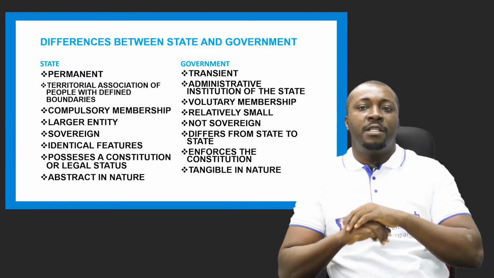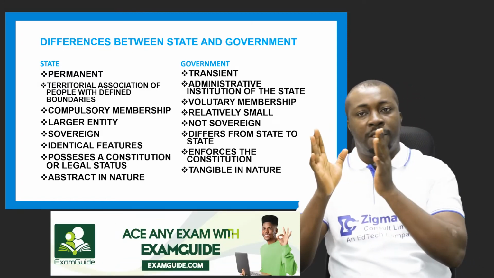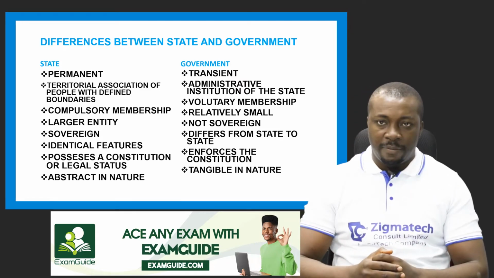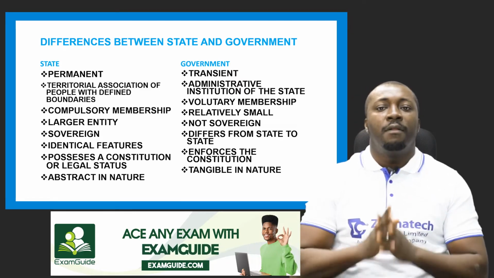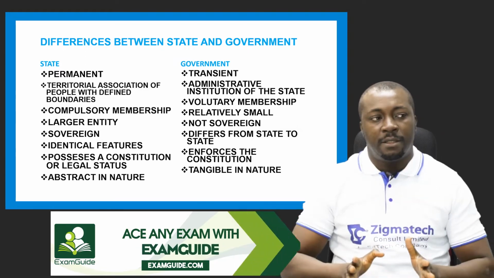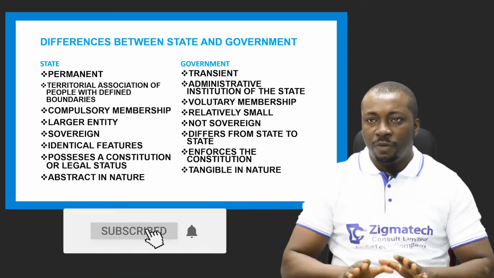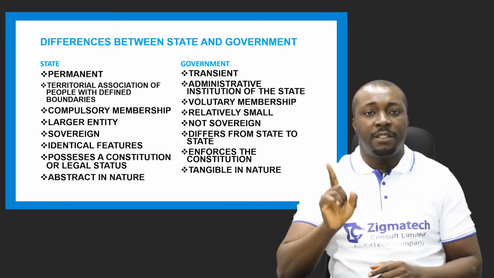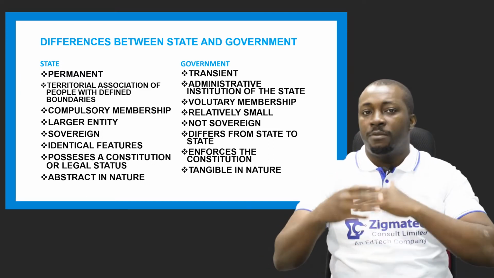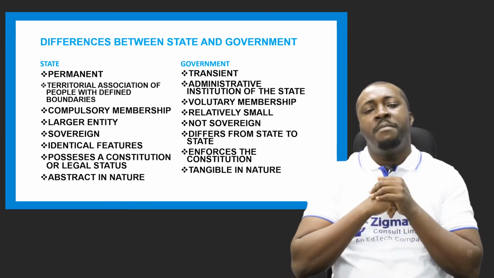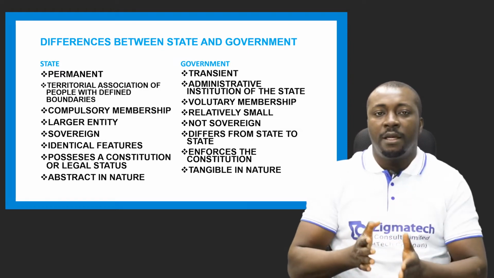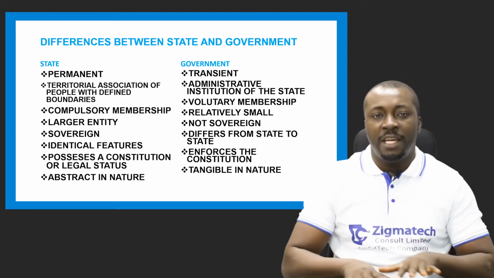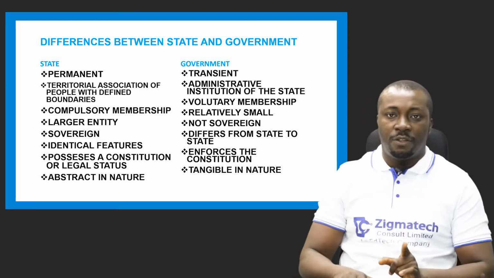Now, it is important we distinguish between state and government. Let's look at the differences between state and the government. Number one, the state, as we have seen, is permanent in nature. It does not change with change in government. It's fixed. Now, the government is transient, meaning that government is susceptible to change. Example, in many democratic countries, every 4 years, there will be a new government. There will be a change in the government. This is not so with a state.